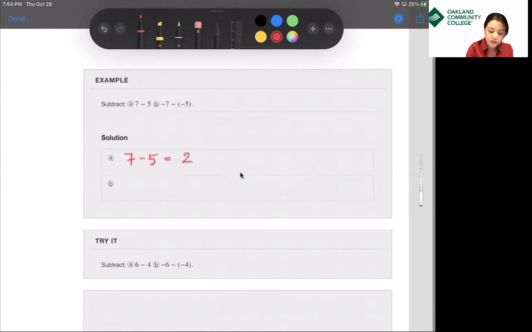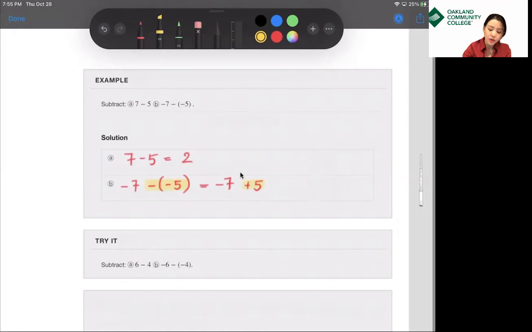What about negative 7 minus 5? Let me write it here. Negative 7 minus 5. Remember, a few videos ago, we talked about minus a number. Minus a number means the opposite of that number. What's the opposite of negative 5? Positive 5. So I can rewrite this as negative 7 plus 5. Whenever you see two negatives next to each other, it automatically turns into a positive.